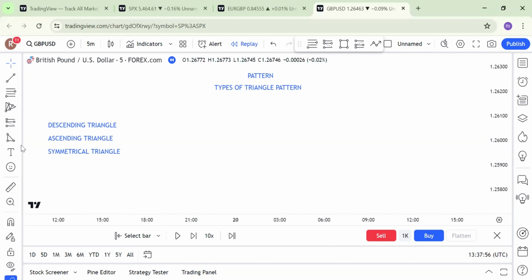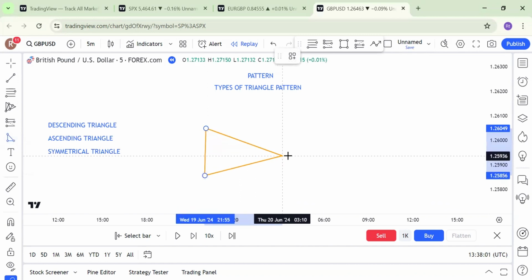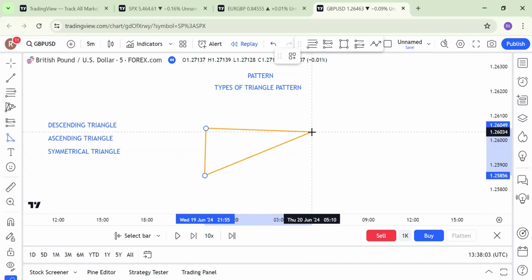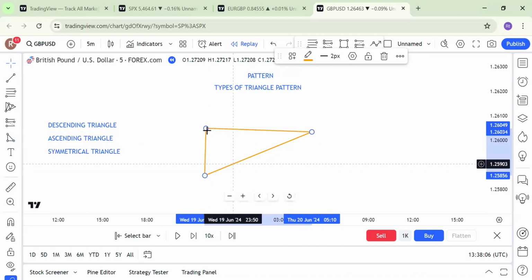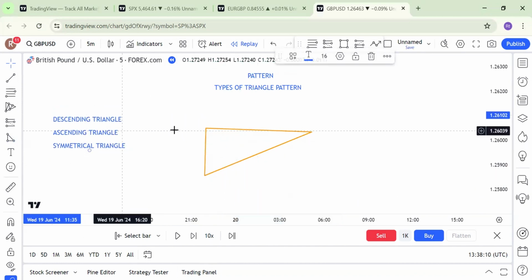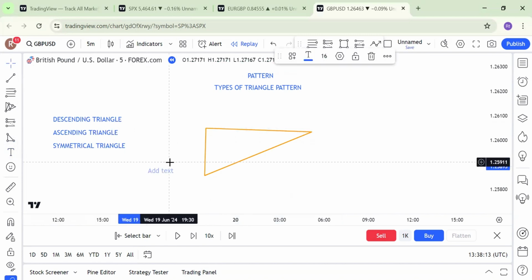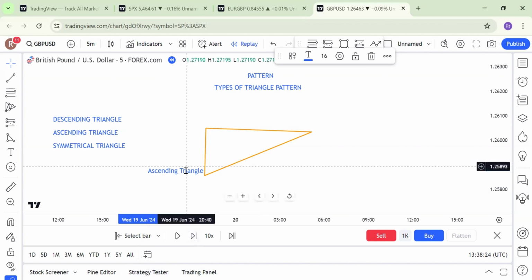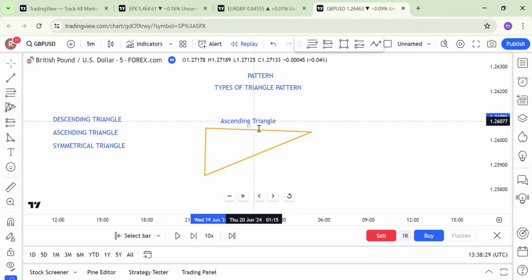So we are going to be seeing the structure of an ascending triangle. This right here is an ascending triangle. Let me write it. Ascending triangle.